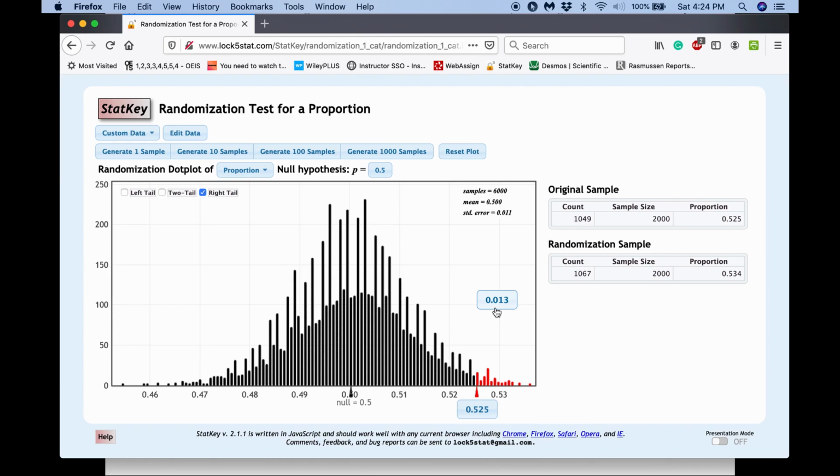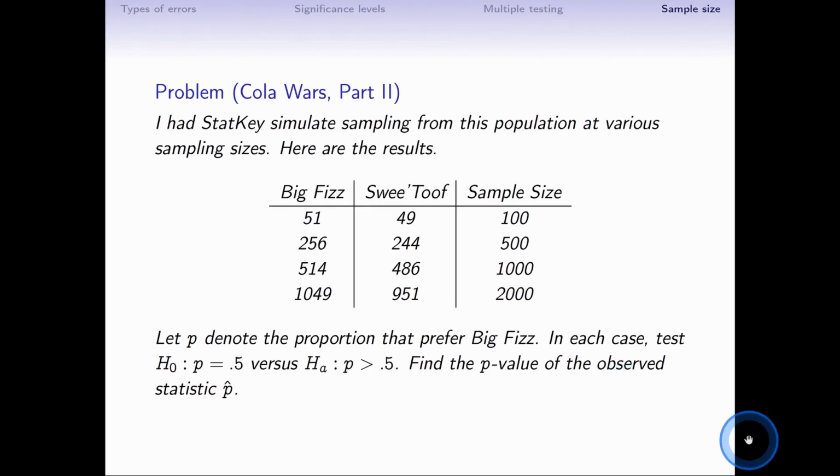So by the time we're generating a sample size of 2,000, we are now finding enough evidence to support the alternative hypothesis, which in this case is true, right? There really is a preference for Big Fizz, but in order to see that preference in the data, we had to collect a sample of size 2,000. It wasn't until we got to a generous sample size that we actually were able to detect that difference with our hypothesis test.